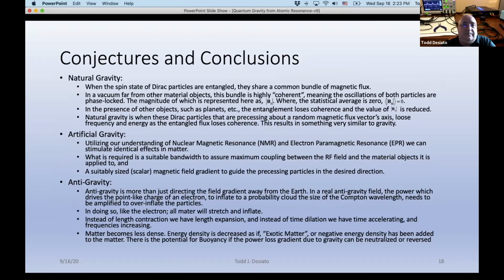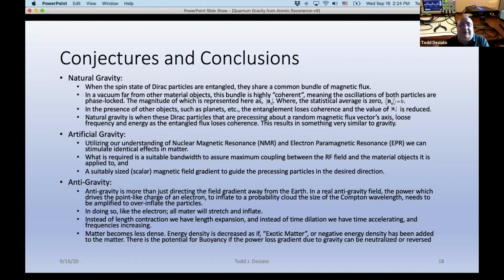So, when the spin states of Dirac particles are entangled, like two electrons entangled with each other, they share a common bundle of magnetic flux from one to the other. This is part of the entanglement. In a vacuum far from other material objects, this bundle is highly coherent. So the frequencies of the two particles are coherent with each other. They're coordinated. They're phase locked.